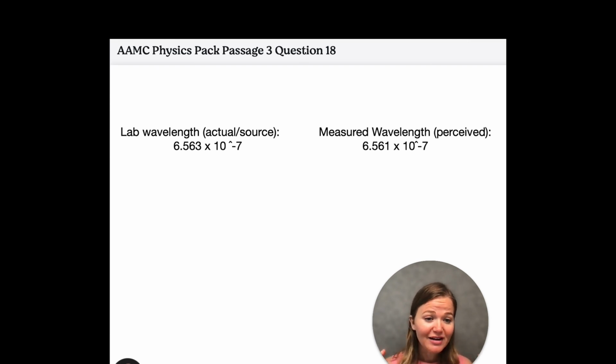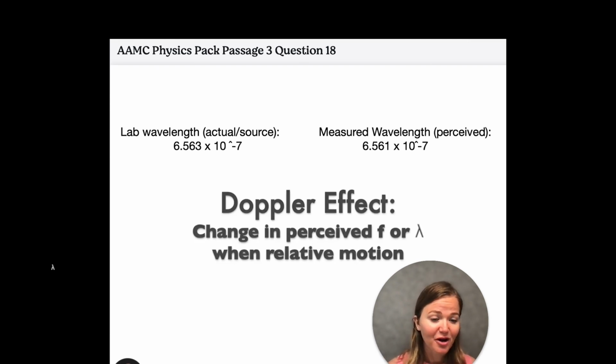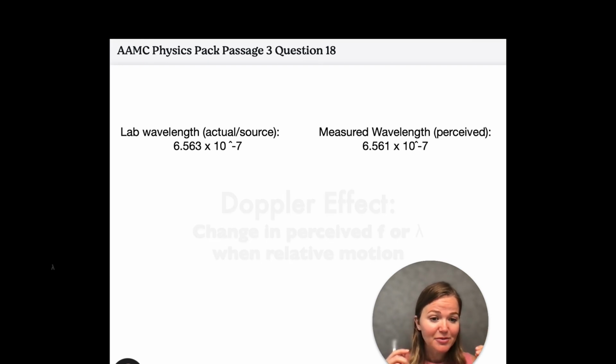Remember, the Doppler effect says that when two objects are moving relative to one another, then if one object is releasing waves and the other object is observing or measuring some quantity of those waves, like their frequency or wavelength, the observed frequency or wavelength is going to be different than the actual frequency or wavelength. So again, all about relative motion, changing perceived frequency and wavelength.